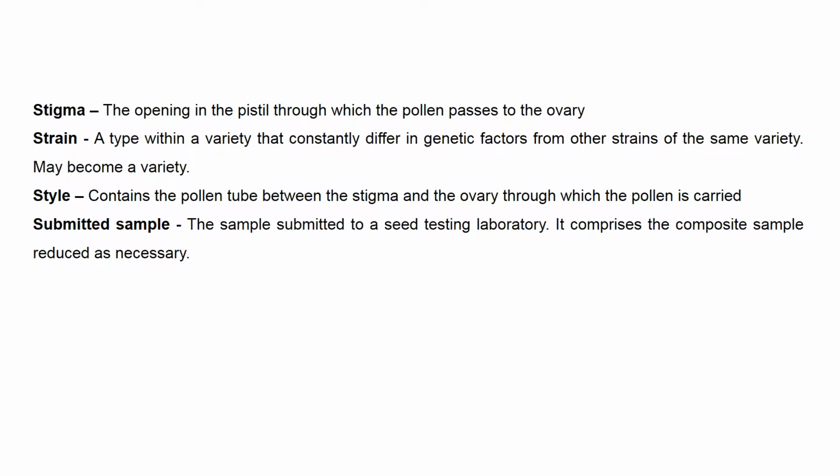Stigma. Opening in the pistil through which the pollen passes to the ovary. Strain. A type within a variety that constantly differs in genetic factors from other strains of the same variety and may become a variety. Style. Contains the pollen tube between the stigma and the ovary through which the pollen is carried. Submitted sample. Sample submitted to a seed testing laboratory. It comprises the composite sample reduced as necessary.